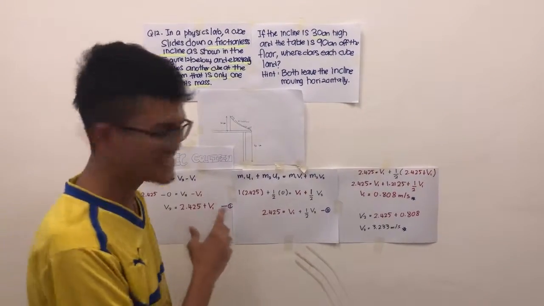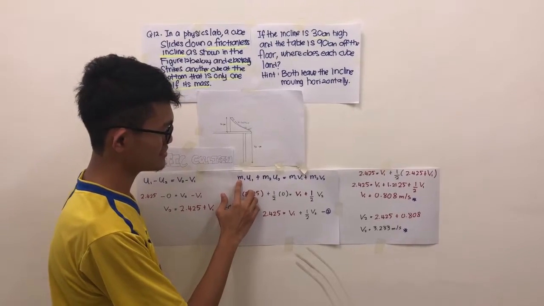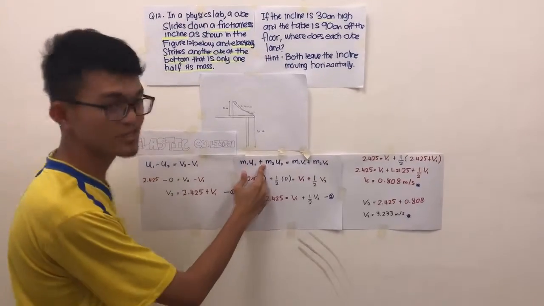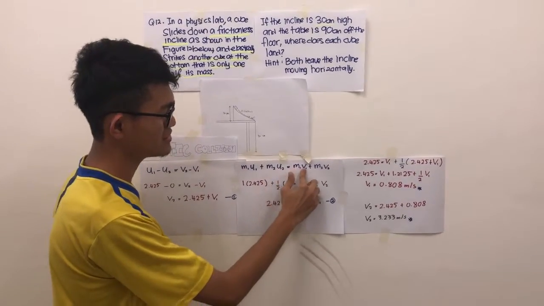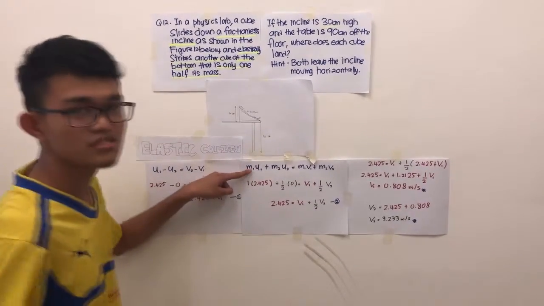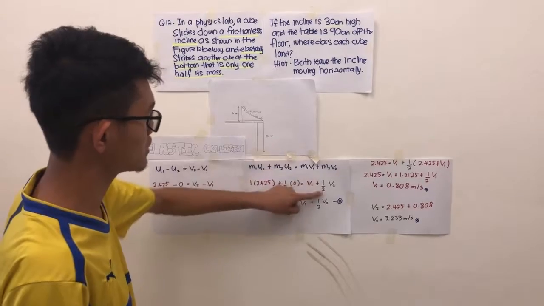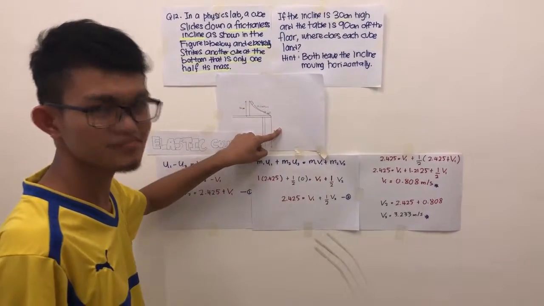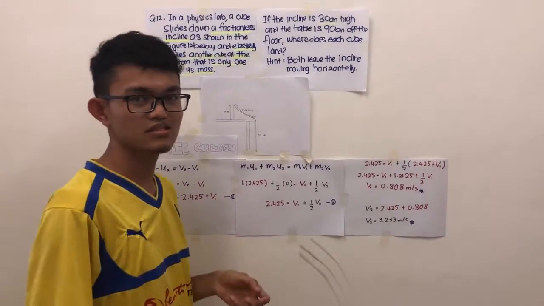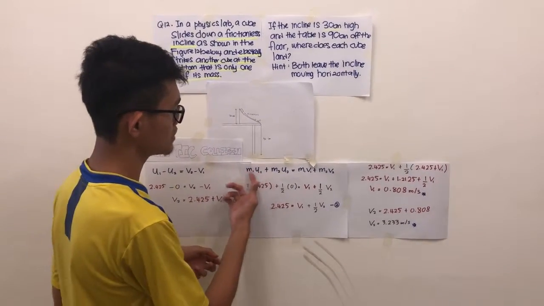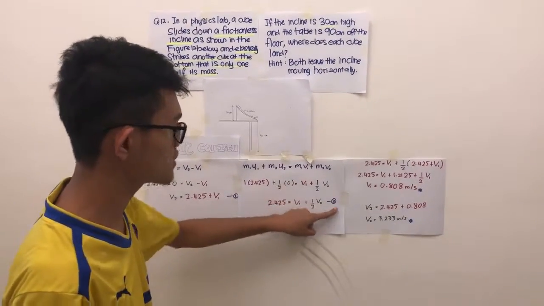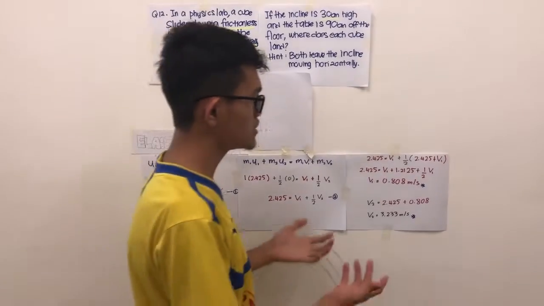Then we use the second equation, which is momentum. The initial momentum of the first cube plus the initial momentum of the second cube equals the final momentum of the first cube plus the final momentum of the second cube. The mass of the first cube is 1 and the second one is 1/2 because it is half. We insert the value of each unknown, and we come to the second equation: 2.425 equals V1 plus 1/2 V2.